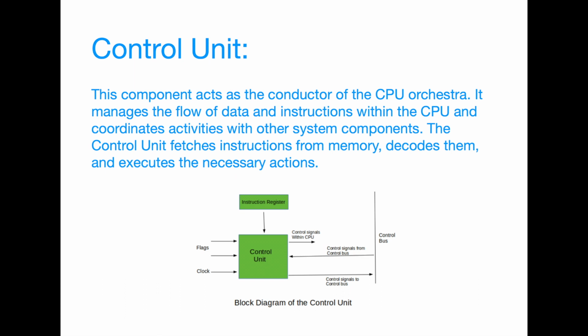Next up, we have the control unit. This component acts as the conductor of the CPU orchestra. It manages the flow of data and instructions within the CPU and coordinates activities with other system components. The control unit fetches instructions from memory, decodes them, and executes the necessary actions. It's like the traffic cop, ensuring a smooth flow of operations.